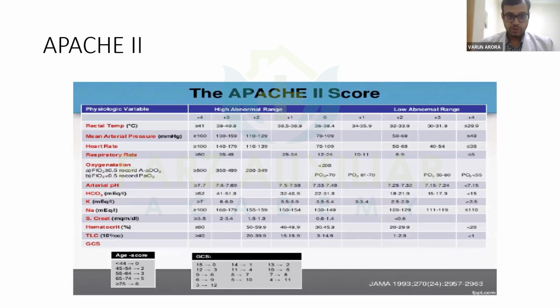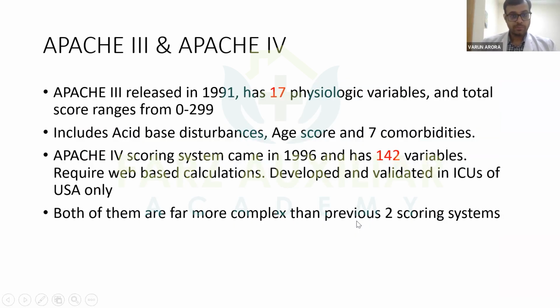The first one is the temperature. Second is MAP, that is the mean arterial pressure. Third is heart rate. Fourth is respiratory rate. Then oxygenation. Then arterial pH. These two values we get on ABG. Bicarb, which we get on ABG. Potassium, sodium, serum creatinine, hematocrit, TLC, and the GCS score. GCS score you all know how to calculate, and this is the age score. So we feed all these in a calculated model, and the algorithm gives us the final score.